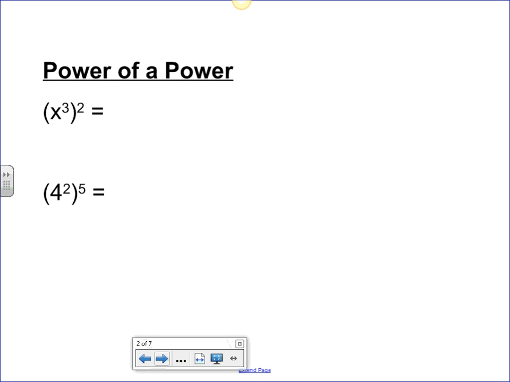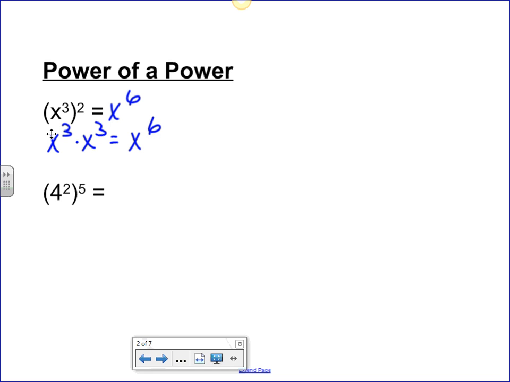Well, a power of a power would simply be this. For instance, I may have the quantity x to the third raised to the second power. So what does that actually mean? That would actually mean x to the third times an x to the third. So with our property from yesterday, when we have the same base, we could simply add those exponents, which would mean I would get x to the sixth power for a final answer.